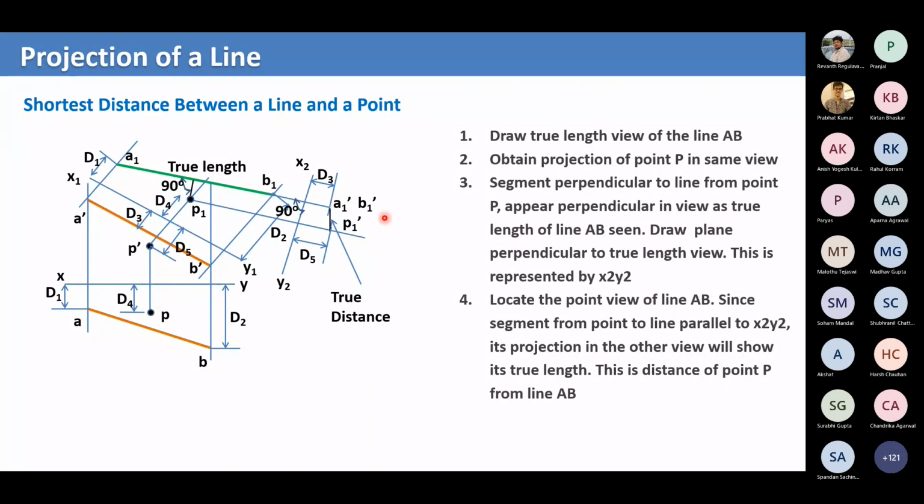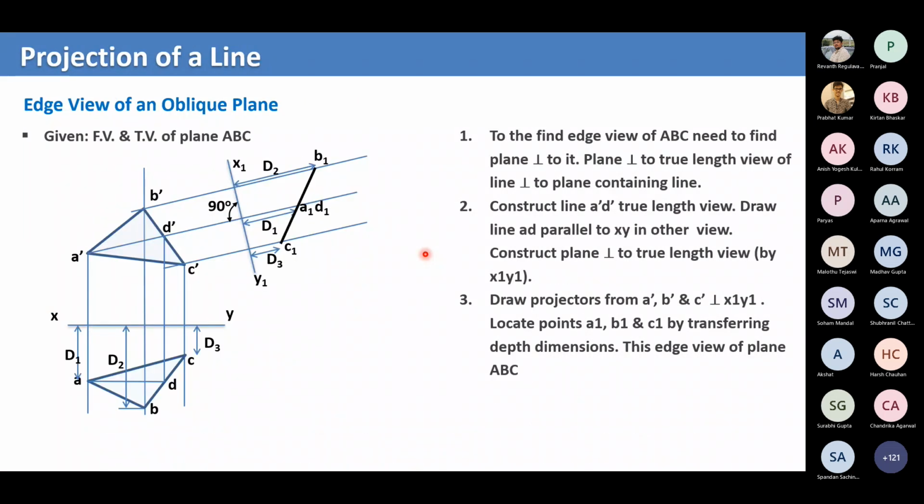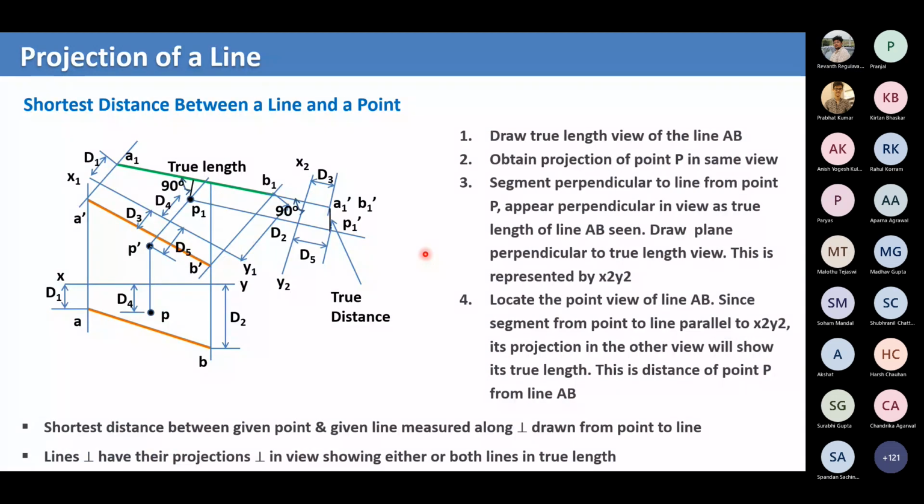So we have seen how to get the shortest distance between a line and a point. These are the constructions, how to do the constructions and how to obtain the shortest distance. You can refer to them after this PPT is given to you. If you have any further doubts.